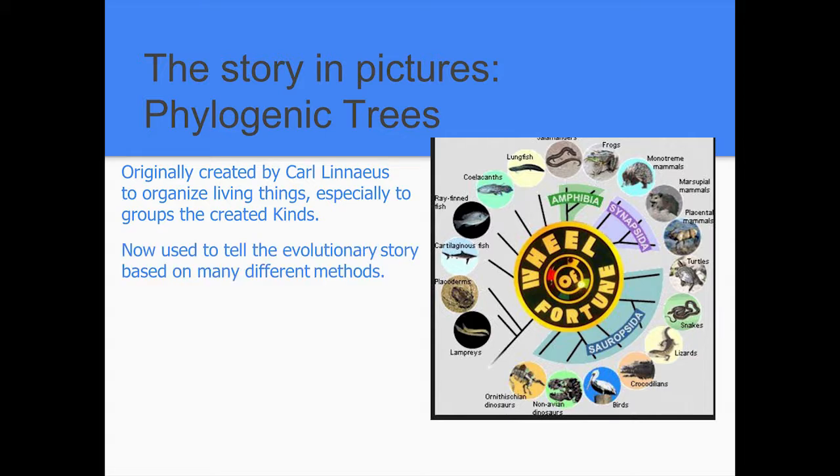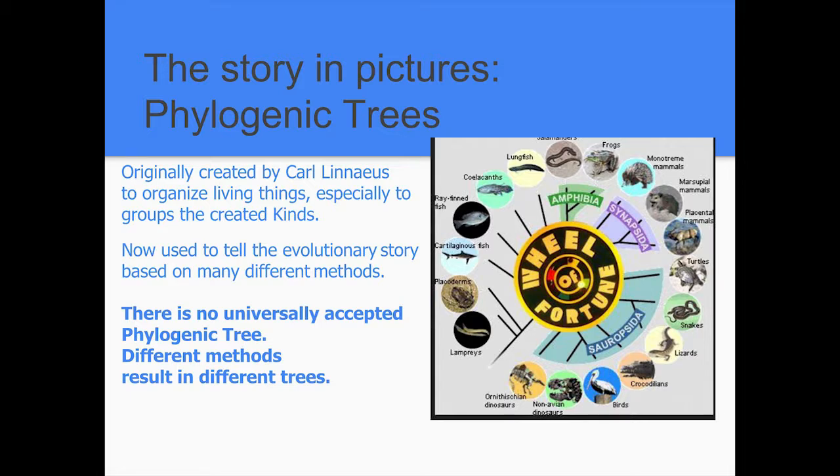But since then, it has now been used to tell the evolutionary story based on many different methods. And the thing is, there is no universally accepted phylogenetic tree. Different methods result in different trees. If you go by skeletal structure, you'll have one tree. If you go by certain proteins, you'll have a different one. If you go by certain genes, you'll have a different one. There is no universally accepted phylogenetic tree. Thus, there is no universally accepted Darwinian Tree of Life. There's a lot of different ones depending on who you ask. They're always in flux and they're always based on guesswork.